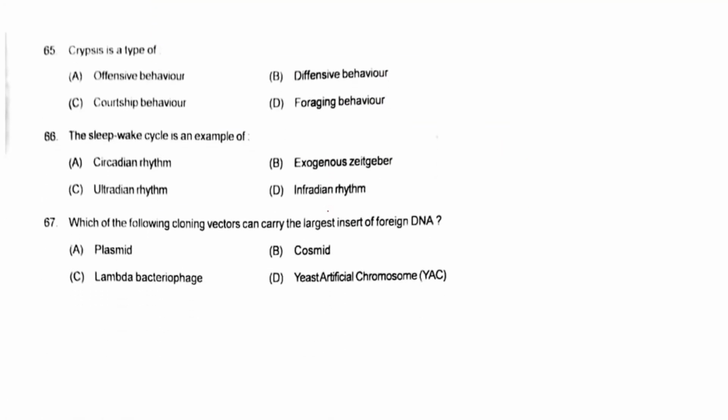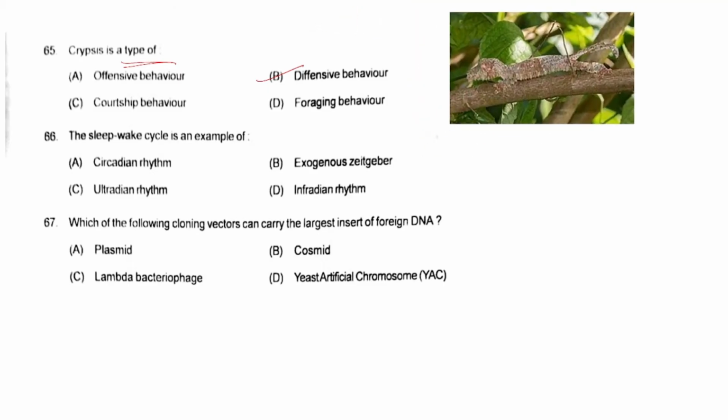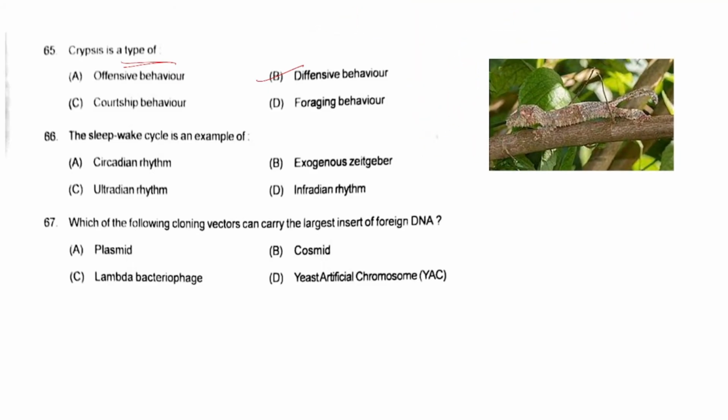Next, question number 65. Crypsis is a type of which type of behavior? Crypsis is a type of defensive behavior. What happens in crypsis? The organism mimics the surroundings and tries to hide itself so that it can avoid the predators. Next, question number 66. The sleep-wake cycle is an example of circadian rhythm.